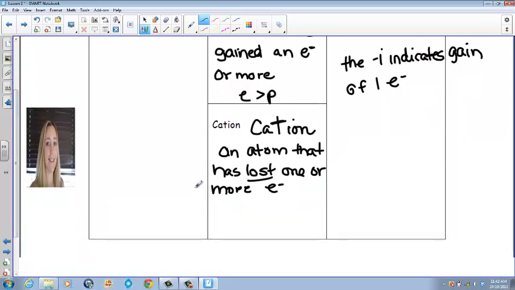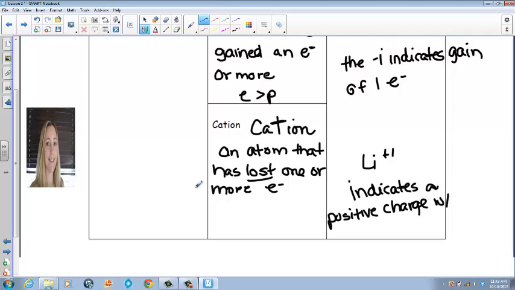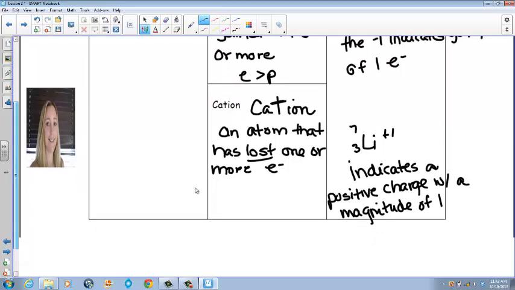Okay, and here basically I can give you another example. Here's lithium +1. When the charge is written, this indicates a positive charge with a magnitude of 1 or +1. Okay, same way I set it up here. So lithium +1, and then let's just put the symbols in here. So mass number and the atomic number. Lithium is atomic number 3. So you find that in the reference table.